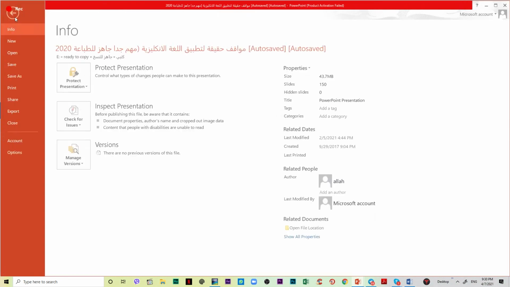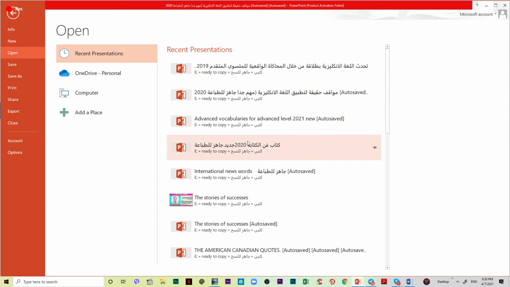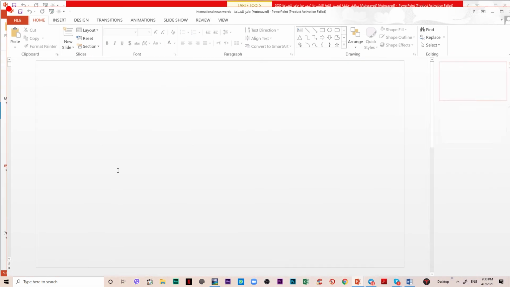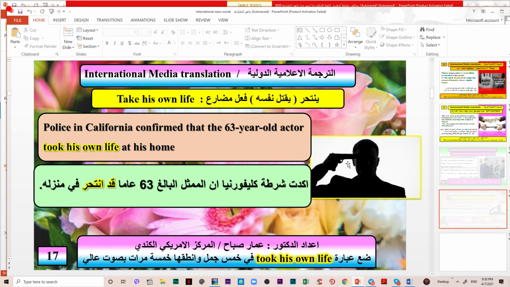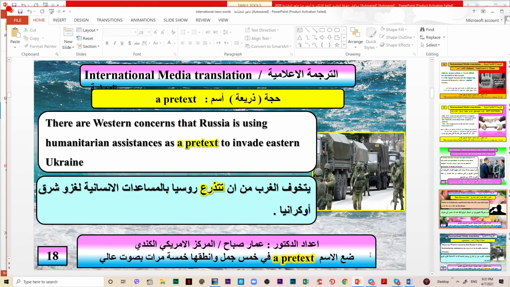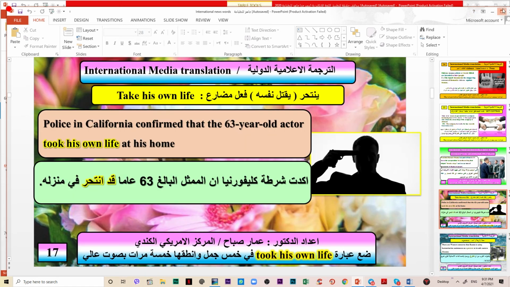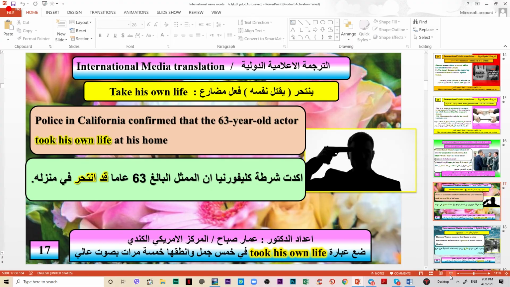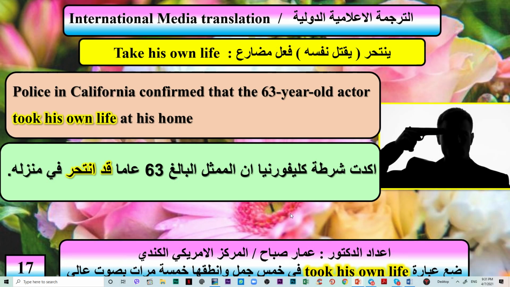Let's continue. Let's go to international news words. So we have here take his own life. What do you think? What's the meaning of take his own life? Someone who makes a suicide operation, we call it take his own life. It means kill himself. So take his own life is a verb.